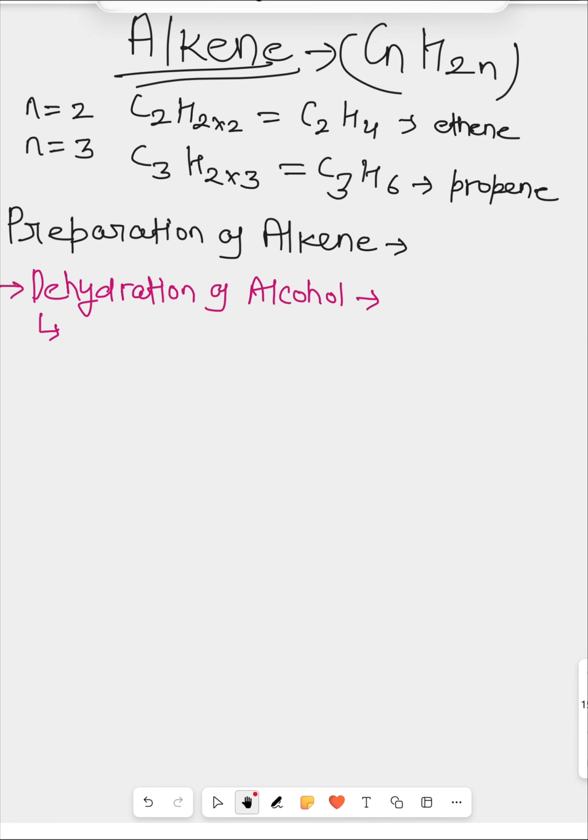Dehydration basically means removal of water. Removal of water is called dehydration. Dehydration of alcohol means you can make alkene by removing water from alcohol. That is the reaction. Let's see the reaction.